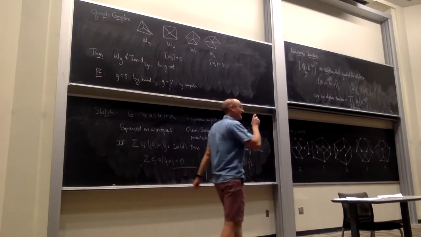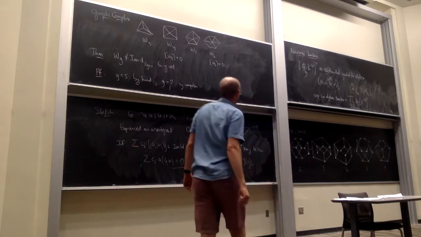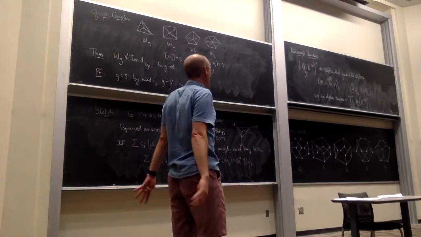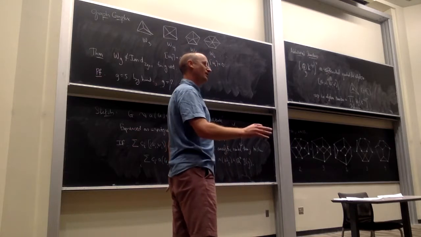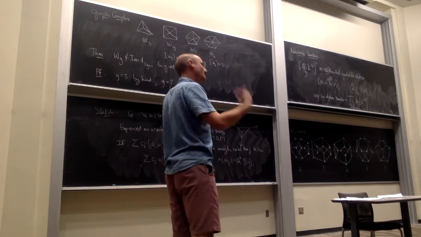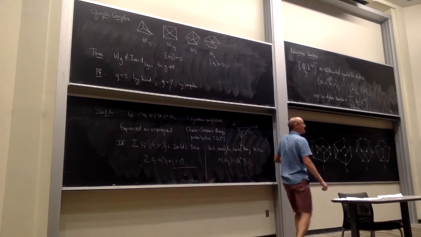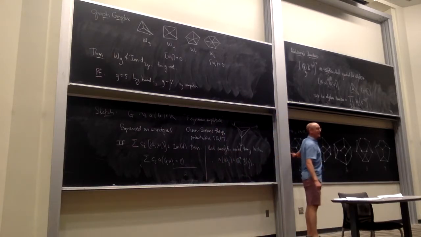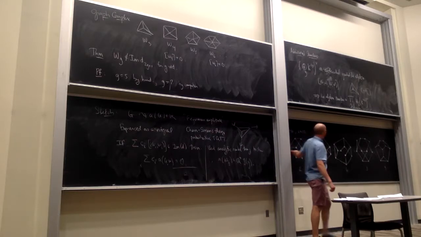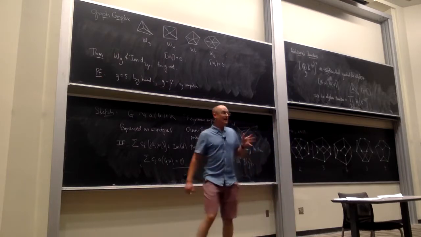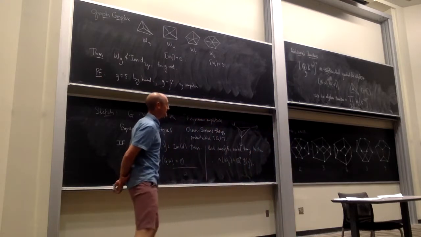So one example is K4 for genus 2. In fact, there's nothing non-trivial in the kernel for g equals 4 with 9 edges. There's nothing non-trivial in the kernel for g equals 5 with 12 edges. But the kernel for g equals 6 with 15 edges is one-dimensional, and it's spanned by a linear combination of these 5 graphs, each with 15 edges and 10 vertices.